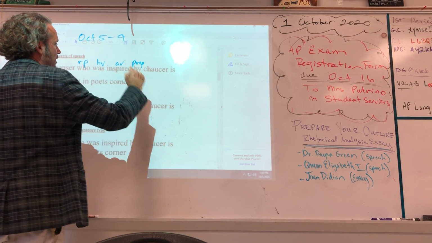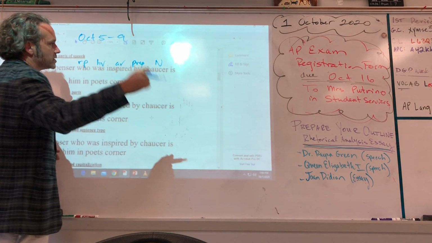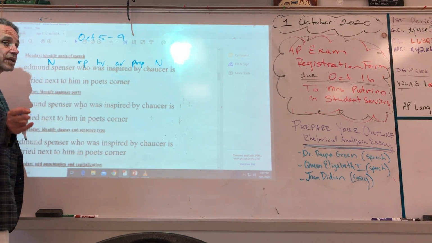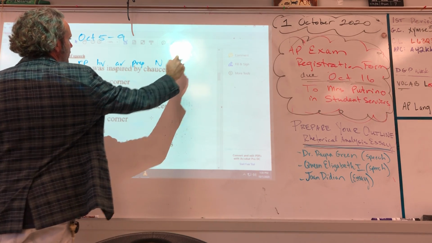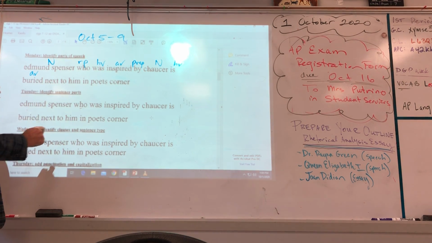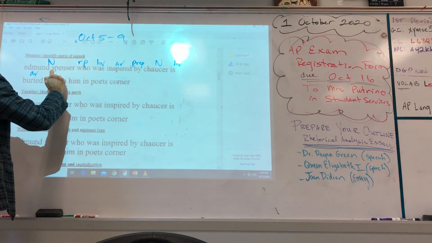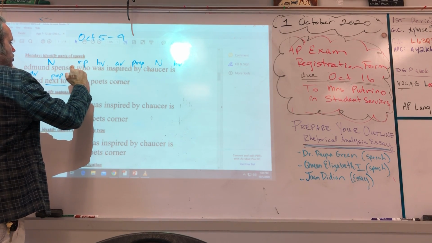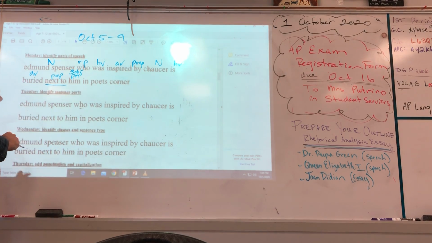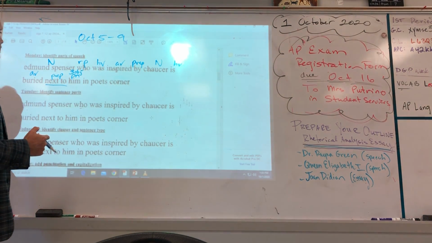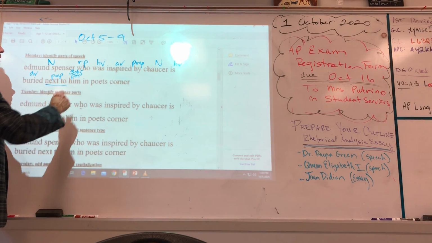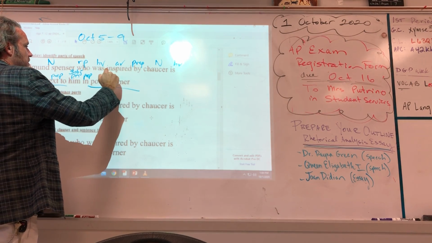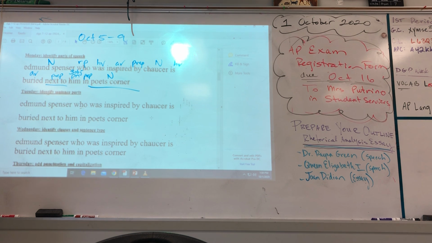By is a preposition. The airplane flies by the clouds. Chaucer, proper noun. He's a Middle Ages poet that you're going to read about in English 4, with the Canterbury Tales especially. Is a helping verb. Buried is an action verb, past perfect tense. Next to is a preposition. The plane flies next to the clouds. Him is a third person objective pronoun. It's objective because it receives the action. Next to whom? Next to him, right? In is a preposition. The plane flies in the clouds. And Poet's Corner is a place in England, and that's a proper noun.